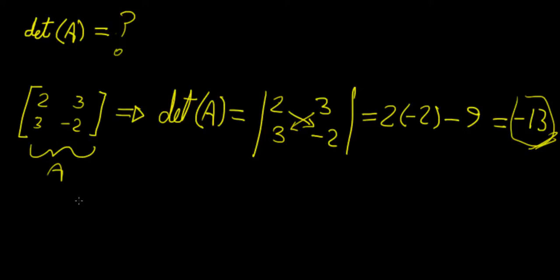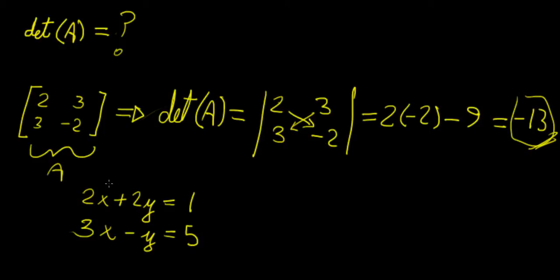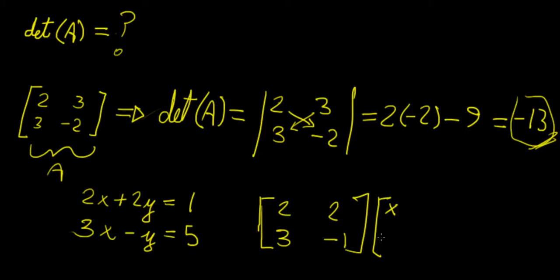As you may imagine, the main focus of linear algebra and matrices is to solve systems of linear equations like 2x plus 2y equals 1, and 3x minus y equals 5. What we want to do is find the values of x and y that correspond to this system. We can write this in matrix form by putting all the coefficients in a single matrix, multiplying that by a column vector xy, and setting that equal to the values on the other side.